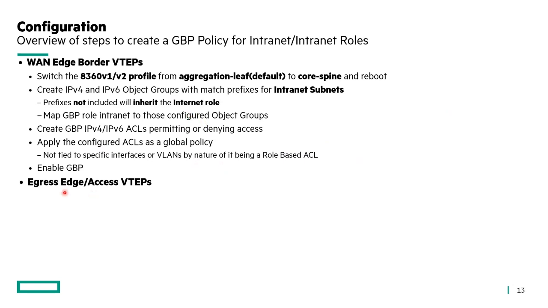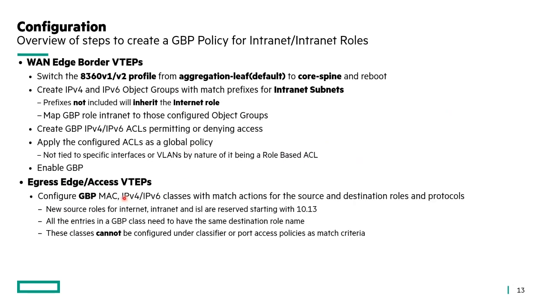And then as to the egress edge or access VTEPs. As we would normally in prior cases, we configure the GBP MAC, IPv4, and v6 classes with match actions for the source and destination roles and protocols. New source roles for intranet and ISL are reserved starting with 10.13. As I mentioned before, all the entries in the GBP class need to have the same destination roles. And I already mentioned this, so I won't call that out.